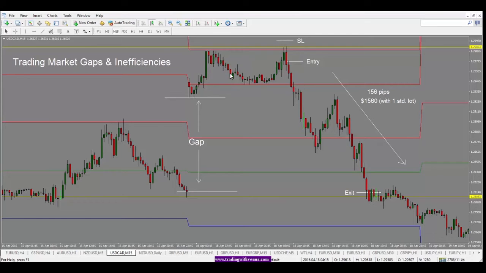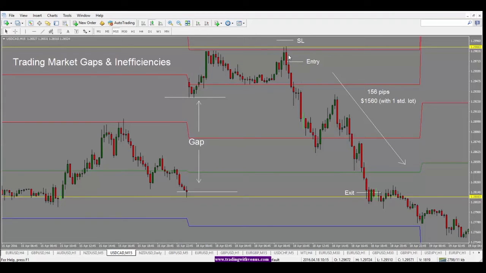Before that happens, we have to look for a setup. We don't want to take a short trade here, assuming that the gap will get filled, because generally there is another move to the upside in the same direction that the gap happened before the price actually turns around and comes back. So what we would be looking for is some sort of a reversal pattern.